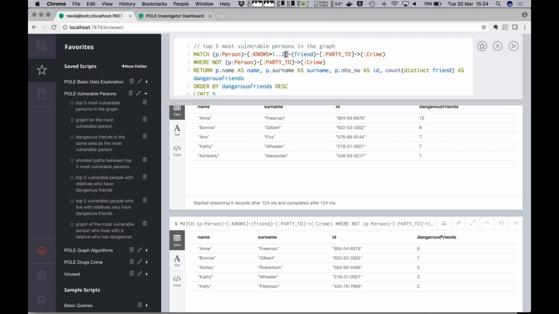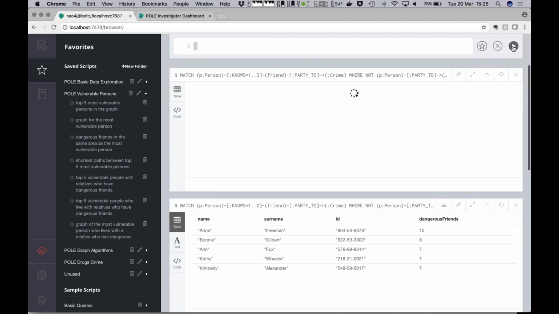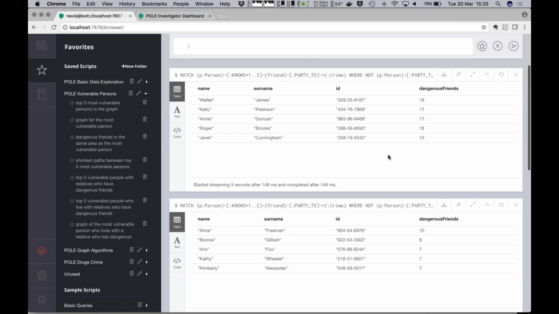And you can keep doing that very easily just by changing that number in the query to look at the friends of their friends of their friends, right? At which point the results change pretty significantly. Walter James has 18 dangerous people in his extended social network, looking 3 hops out.